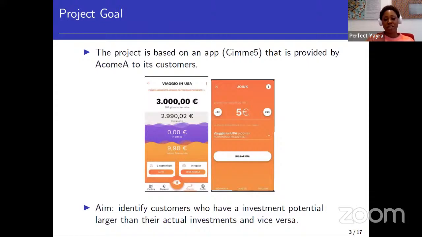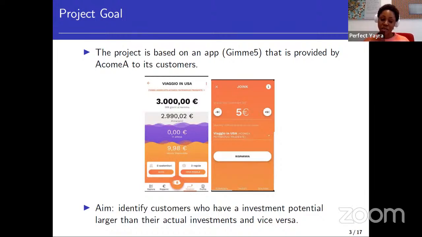Now, the project is based on an app that is provided by Acomea to its customers. As Professor Alessandra said, Acomea is one of the industrial partners for the Big Math project. So let me first give a brief description of the Gimme 5 app. In every aspect of life, we all set goals one way or the other. I think goal setting is an integral part of all of us, be it in work life or our personal life.